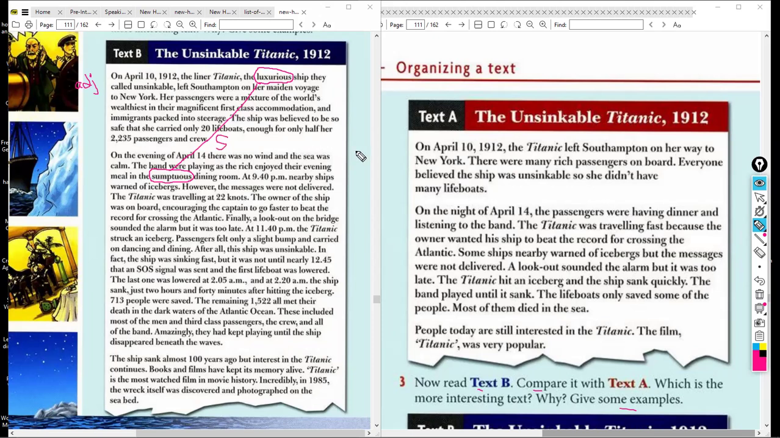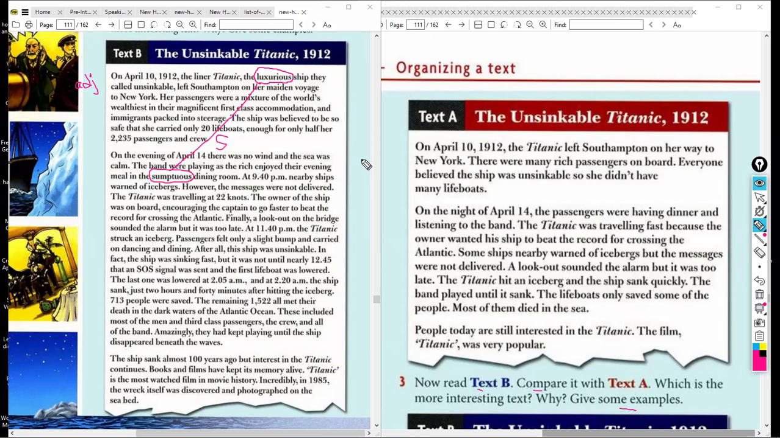What is example number two? In text A, they said 20 lifeboats only. In text B, they said 20 lifeboats, and that it's only enough for half of the amount of passengers. Yeah, it's more information, more details. Okay, what else?